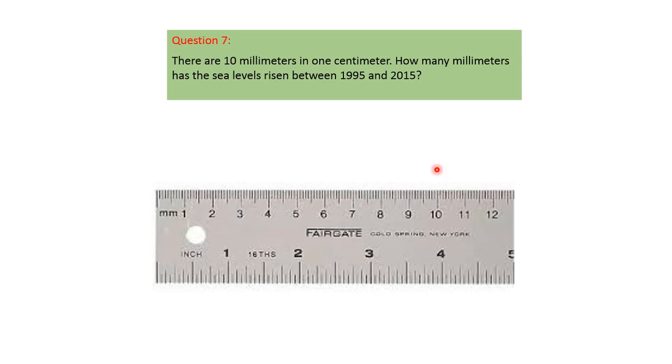So question 7, there are 10 millimeters in 1 centimeter. How many millimeters has the sea level risen between 1995 and 2015? Well, we know that our answer was 7 centimeters on our answer sheet. And 7 centimeters is here, and that would be 10, 20, 30, 40, 50, 60, 70 millimeters. So 7 centimeters is the same thing as 70 millimeters.